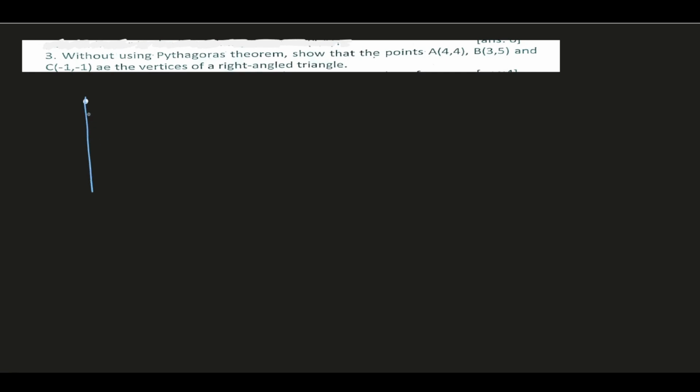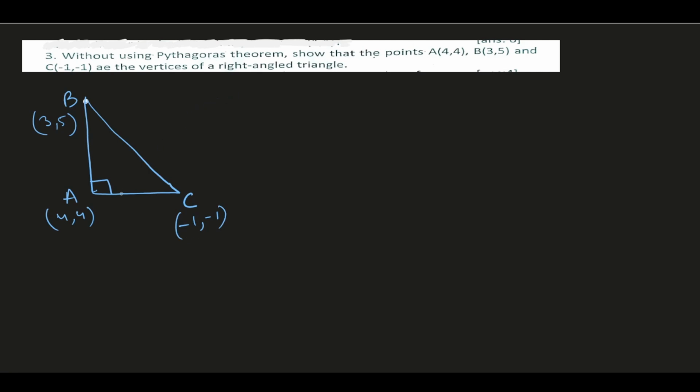Let's draw a right angle triangle first. I'm marking the 90-degree angle as A here. This is B and this is C. See, without using Pythagoras theorem, they have said. So our A point is 4 comma 4, B point is 3 comma 5, and C point is minus 1 comma 1. Sorry, it's minus 1 comma minus 1.